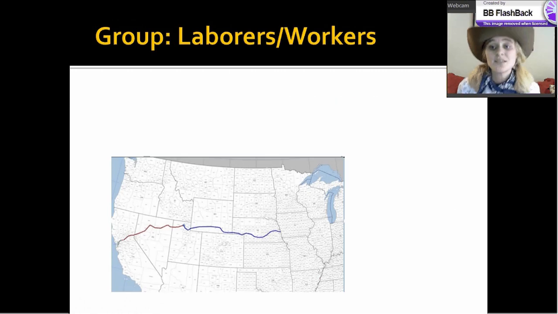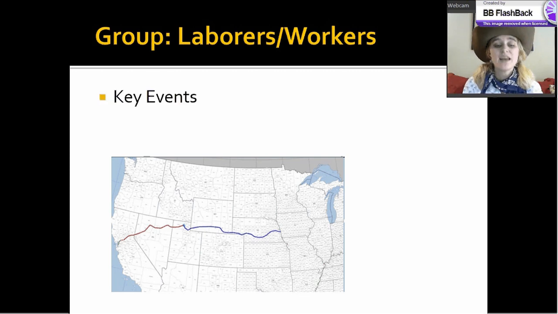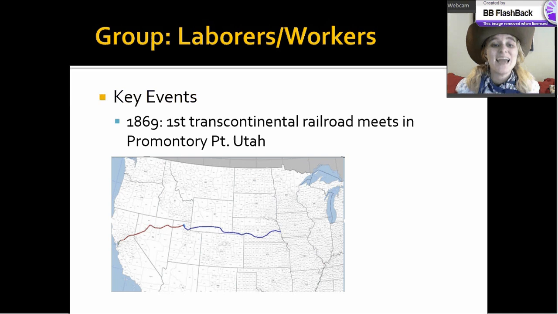Okay, so the next group that we have here are the laborers and the workers. Primarily, we're talking about the railroad. So right after the Civil War, the railroad companies start to boom. And in 1869, the Transcontinental Railroad meets in Promontory Point, Utah, right here in the middle.